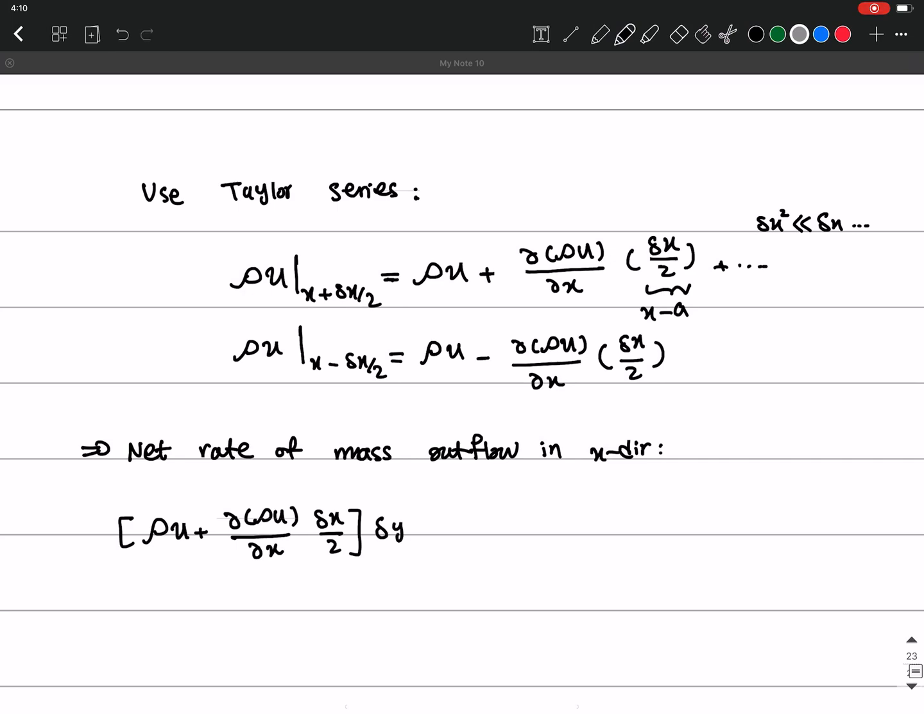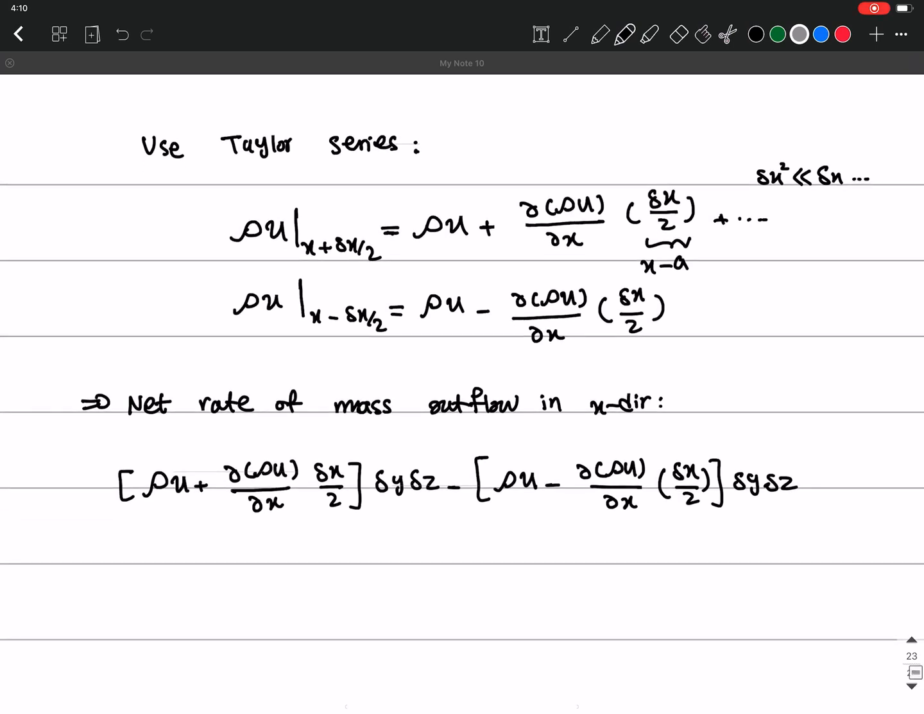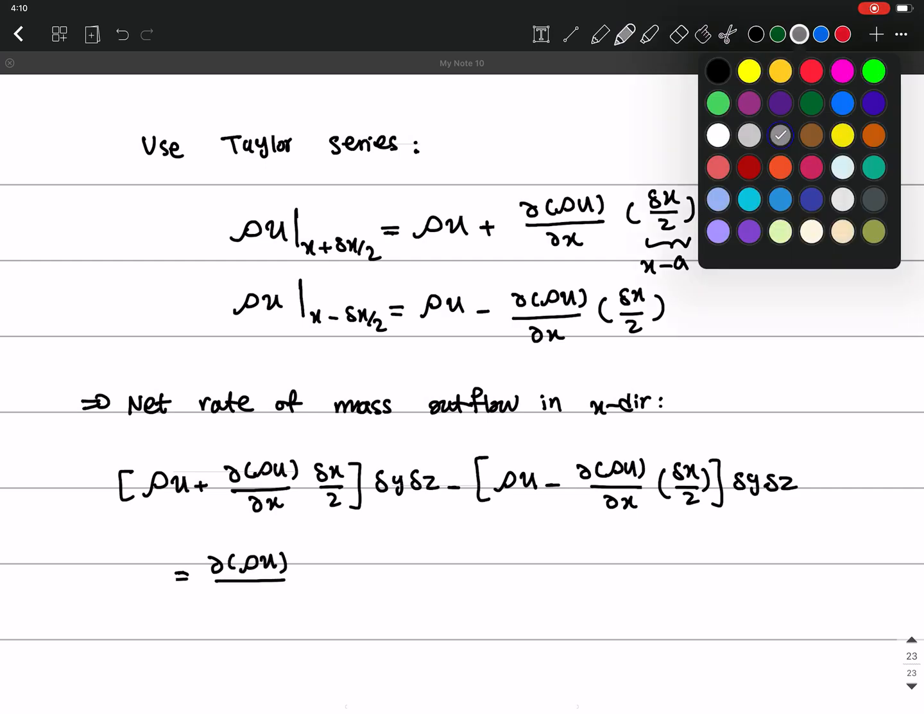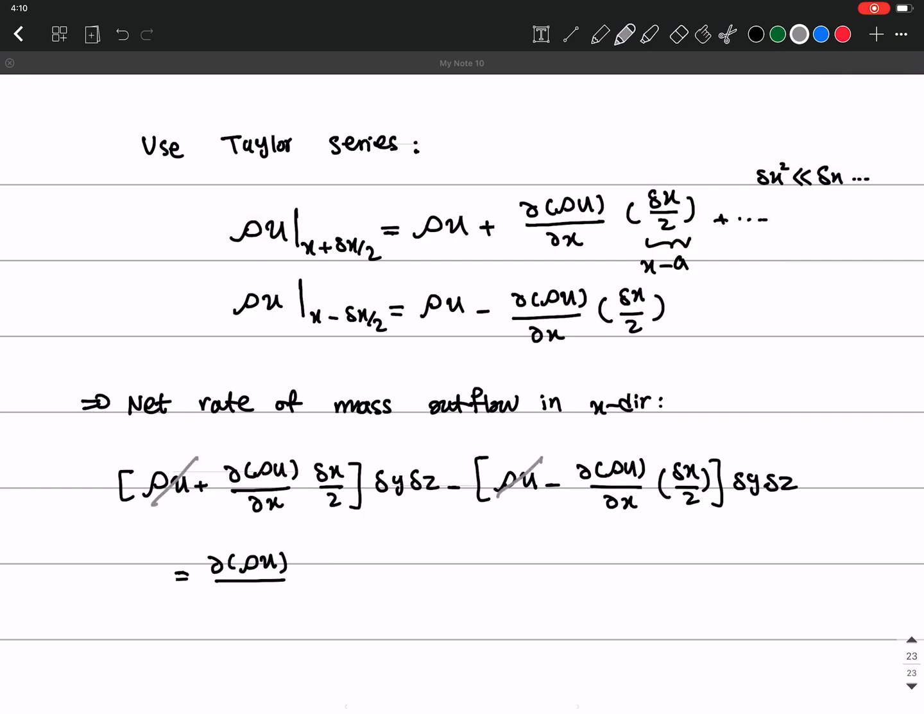So times delta y times delta z minus the inflow, which is this rho u minus partial rho u over partial x times delta x half times delta y delta z. And this whole thing equals to what? Equals to partial rho u. These two terms are going to cancel out. So I'm only left with partial rho u over partial x times delta, and these two are going to add up. So delta x, delta y, delta z.